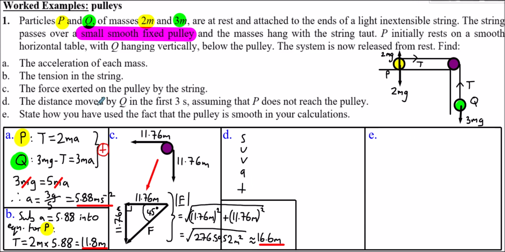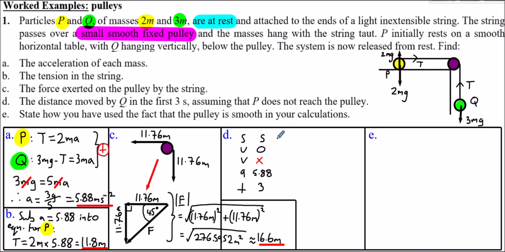So SUVAT, we want to work out the distance moved, so that's what we do want to work out. So we want to work out S. It did say in this question as well that P is initially at rest. That means that the initial velocity U is 0. The final velocity we don't know, we're not asked for it, we don't care, so I'm going to just cross out the V. The acceleration of the system is 5.88. And the time, we're told it's the first 3 seconds, so we just need 3 here.